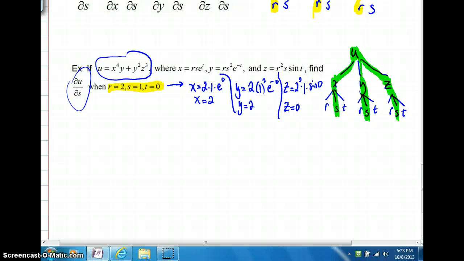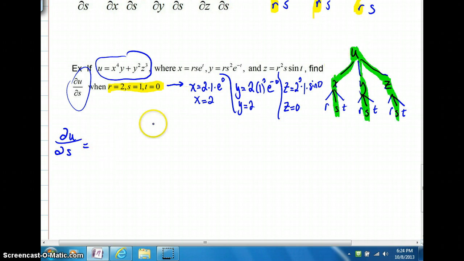So look, we not only have initial values for r, s, and t, we also have values for x, y, and z. You can do this every time, even before you were to take a derivative, if you're dealing with initial values. But let's go back to our little tree diagram. I'm going to take a partial derivative of u with respect to s. Now, how do we arrive at that?